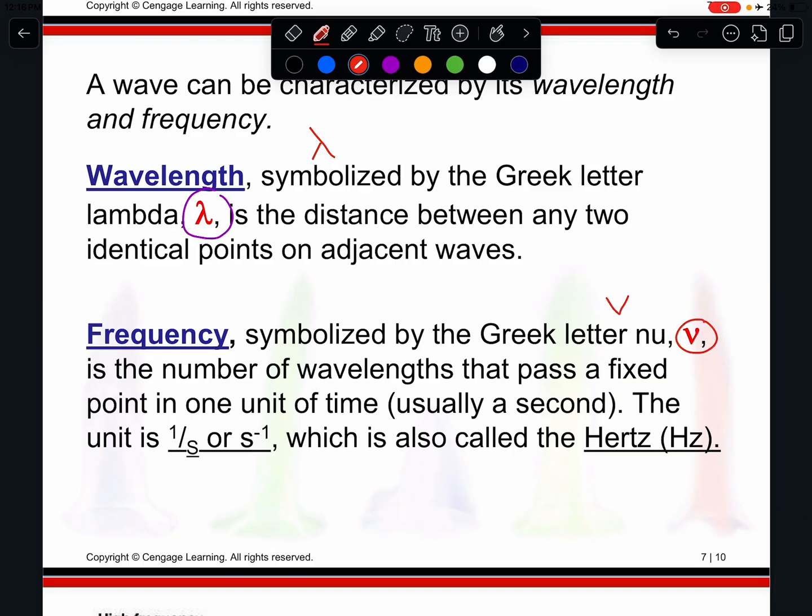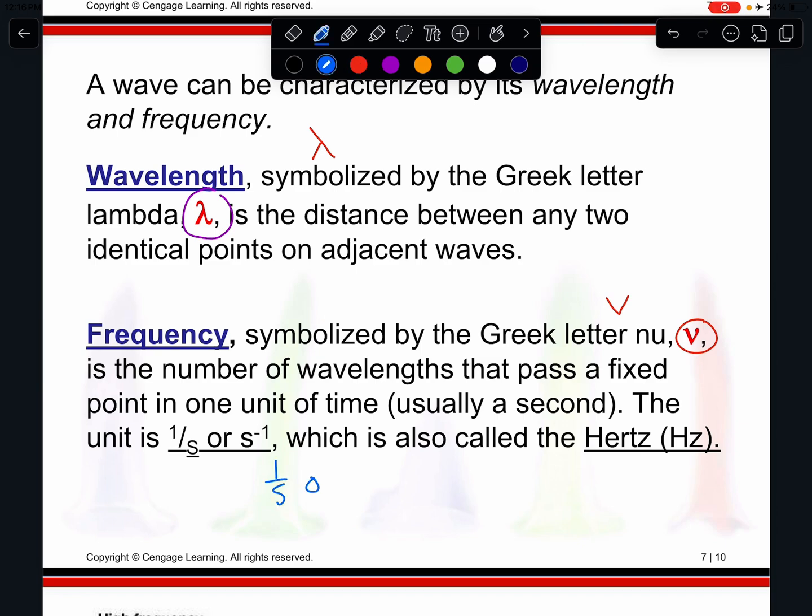And then frequency is, we use this nu, and I just usually write that as a V, and is the number of wavelengths that pass a fixed point in a certain unit of time. So it's basically like how fast the wavelengths are going past in a certain amount of time, and we'll talk about that a little bit on the next slide.